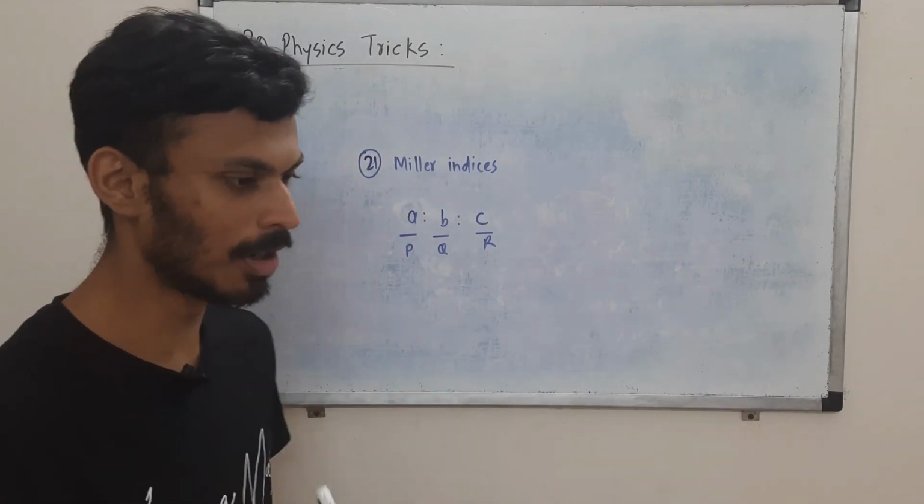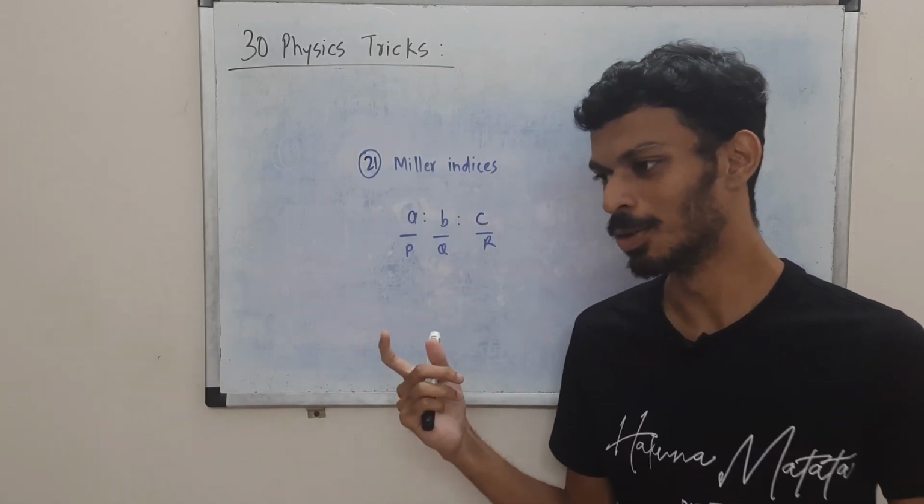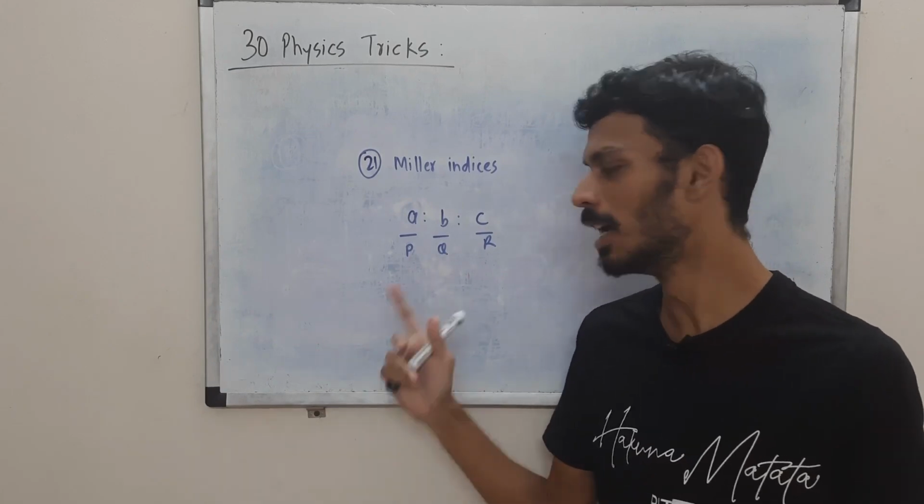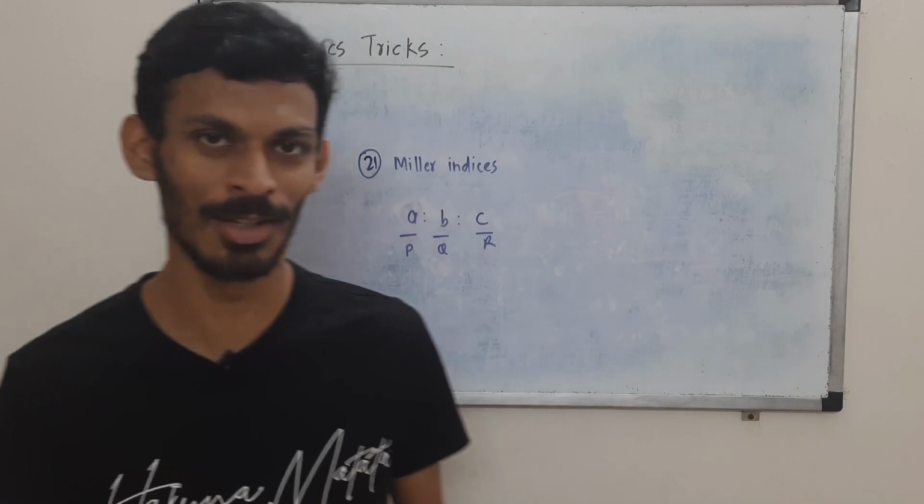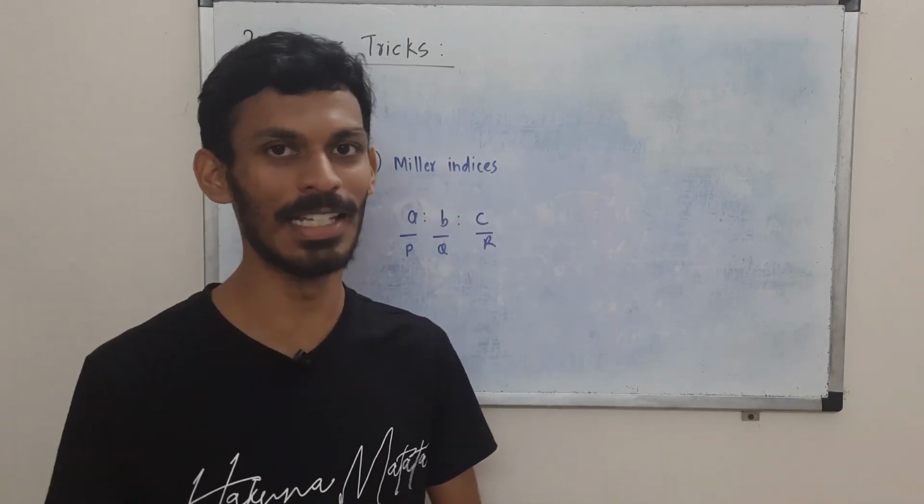And let me know what you will do if the plane whose Miller indices you want to find passes through the origin. So I mean P is 0, Q is 0 and R is 0. What will you do in that case? That is something for you to ponder, and tell me in the comment section below.